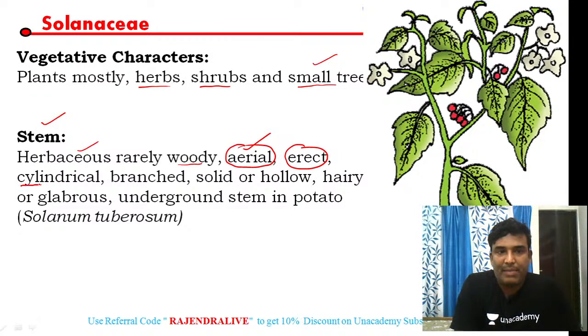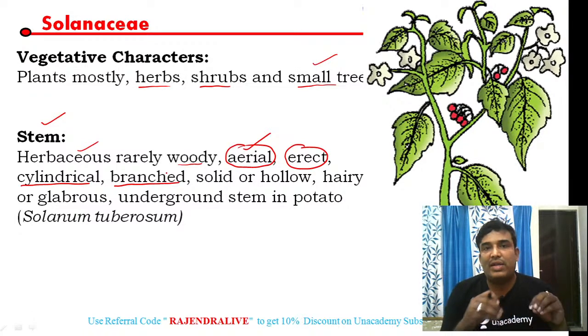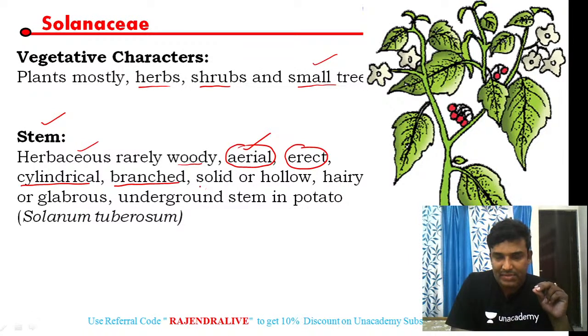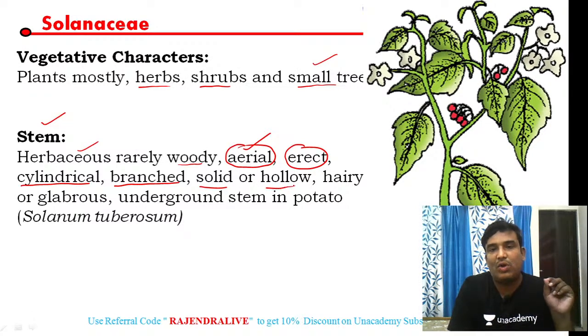The stem is cylindrical in nature, and the stem is branched. In these members of the Solanaceae, the plants show branching. Some stems are solid, totally filled, and some stems are hollow in nature.